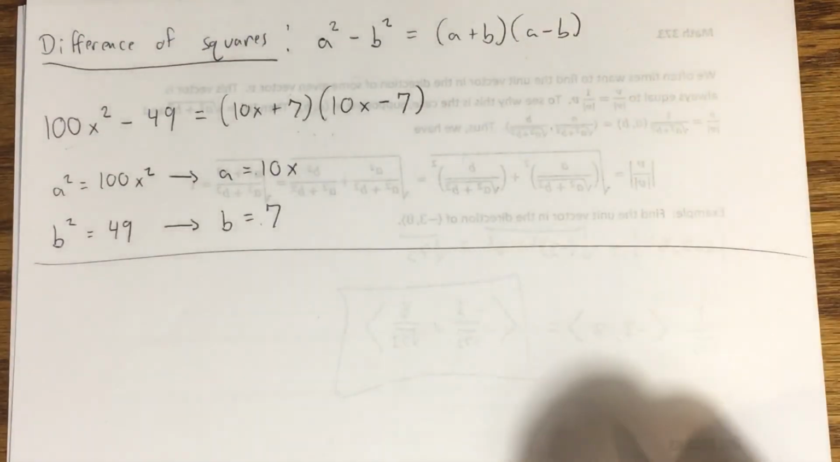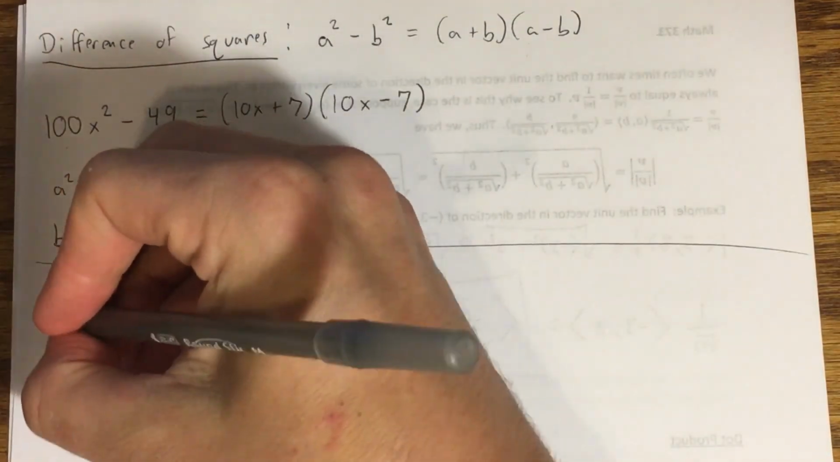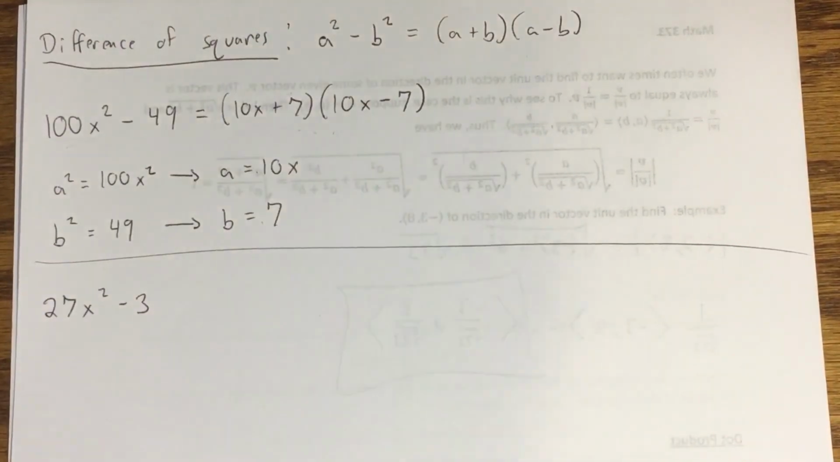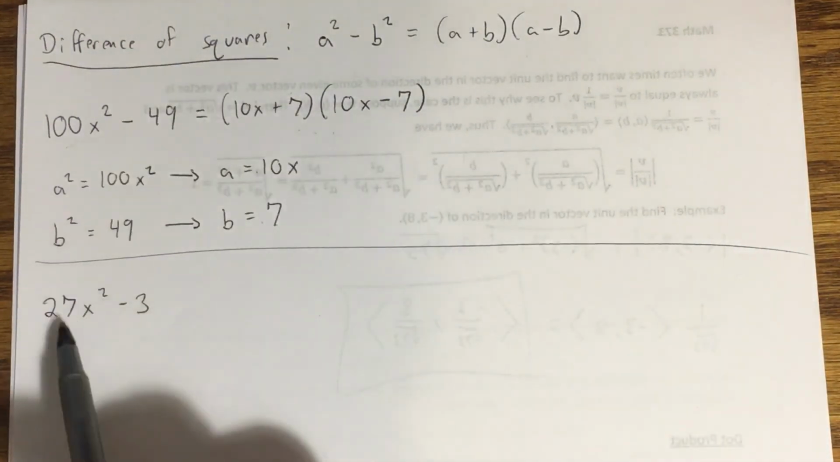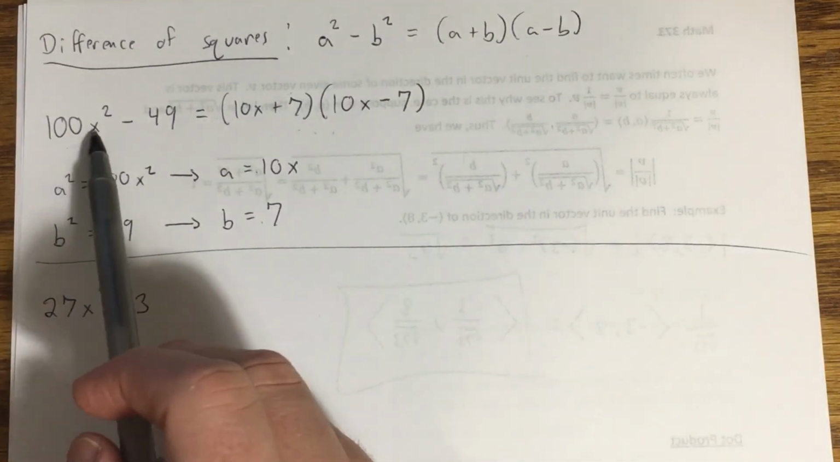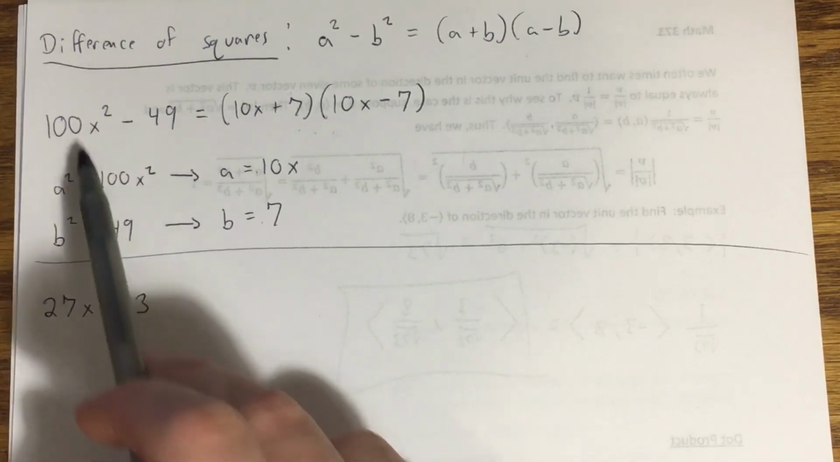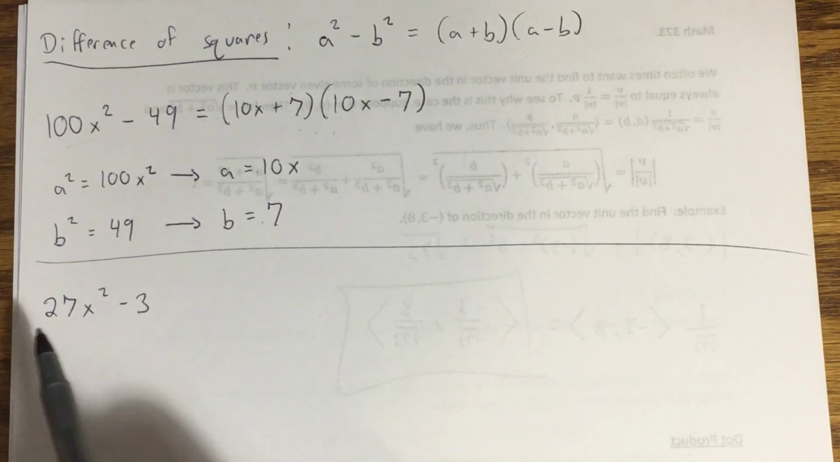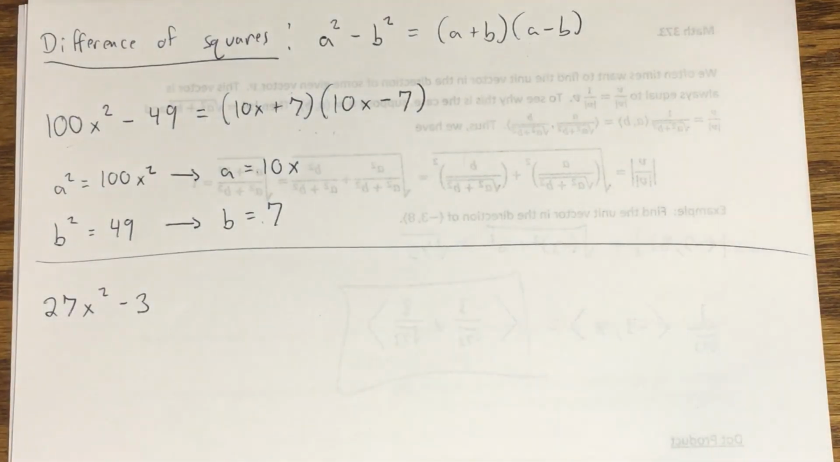Let me try a different example. I want to factor 27x squared minus 3. Okay, now this is going to be an example of something that I call factoring completely. And by factoring completely, what I mean is that there's usually more than one factoring step to take. So looking at this example, neither of these look like perfect squares. Looking up here, 100x squared is a perfect square, meaning I could take its square root and get something like this, 10x. But 27 is not a perfect square, and 3 is not a perfect square.